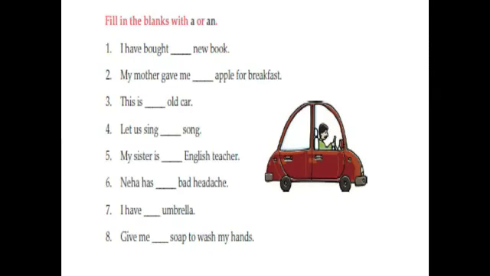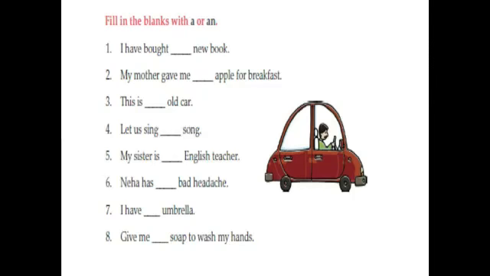Shall we do the fill in the blanks using a or an? Okay, children. First one: I have bought dash new book. What will come here? A new book. I have bought a new book. Second one: my mother gave me dash apple for breakfast. Before a vowel, what will come, children? Yes, an. So, my mother gave me an apple for breakfast.